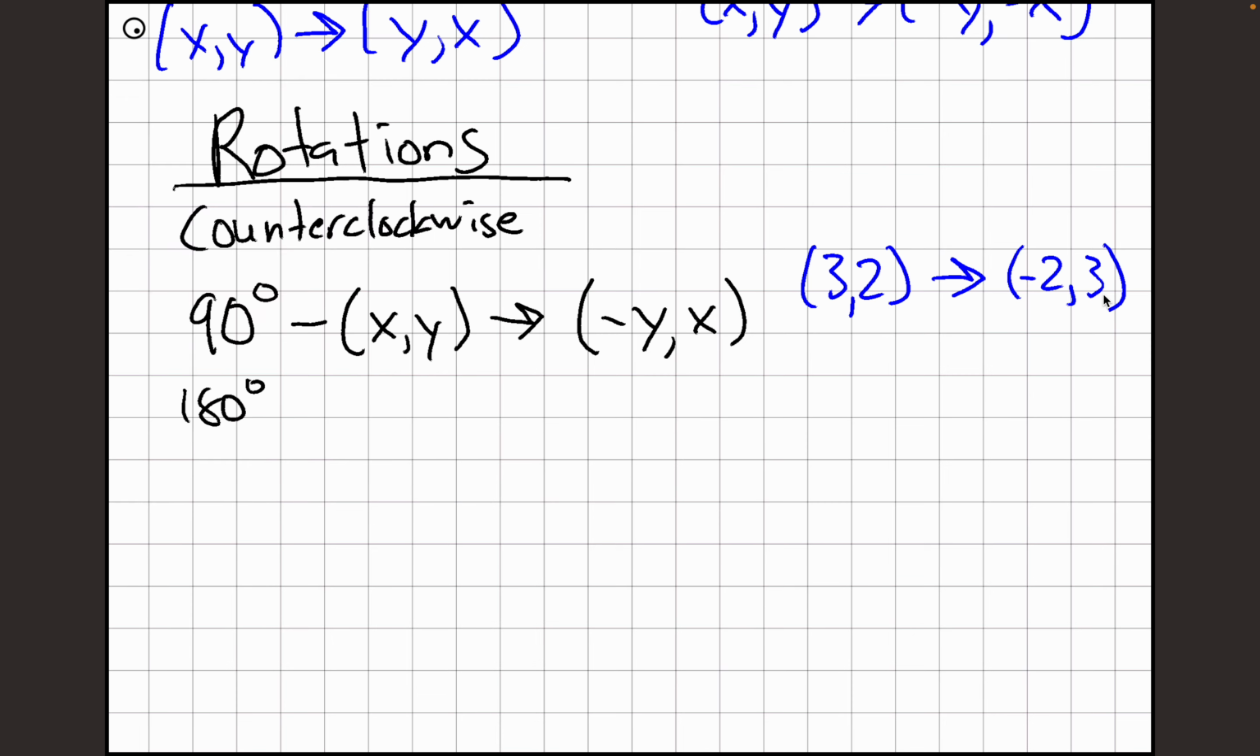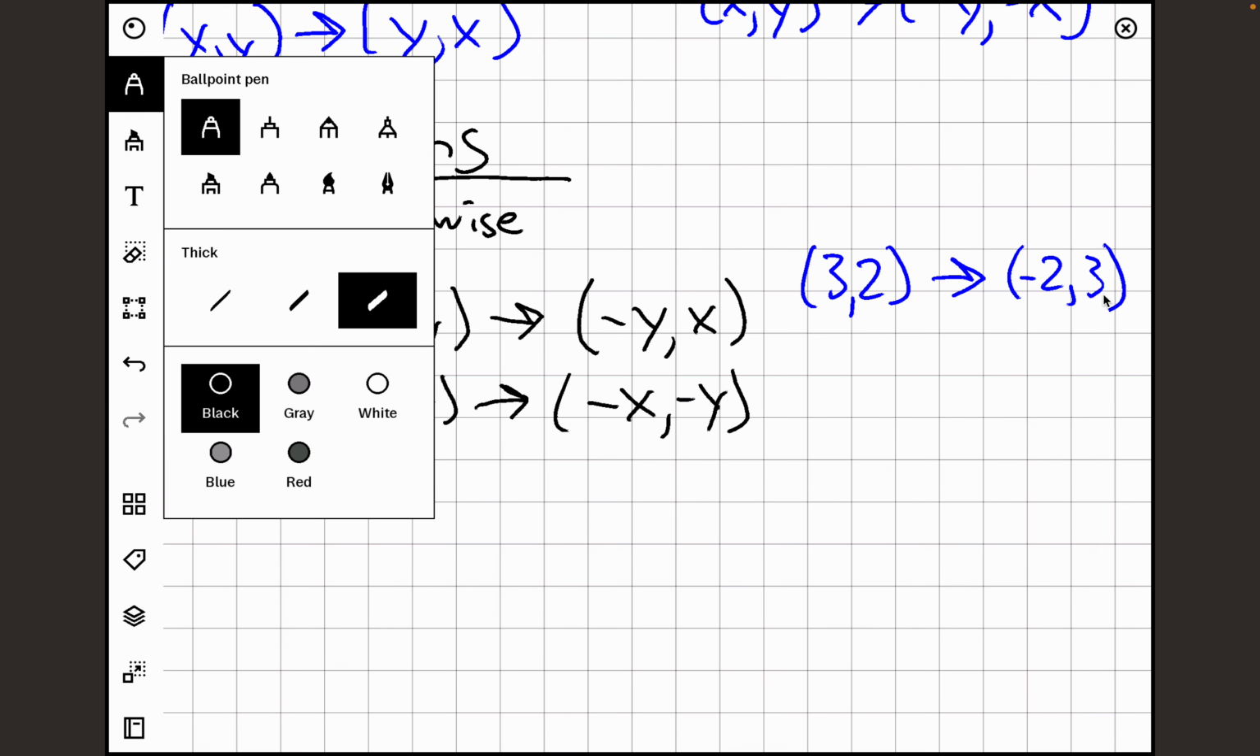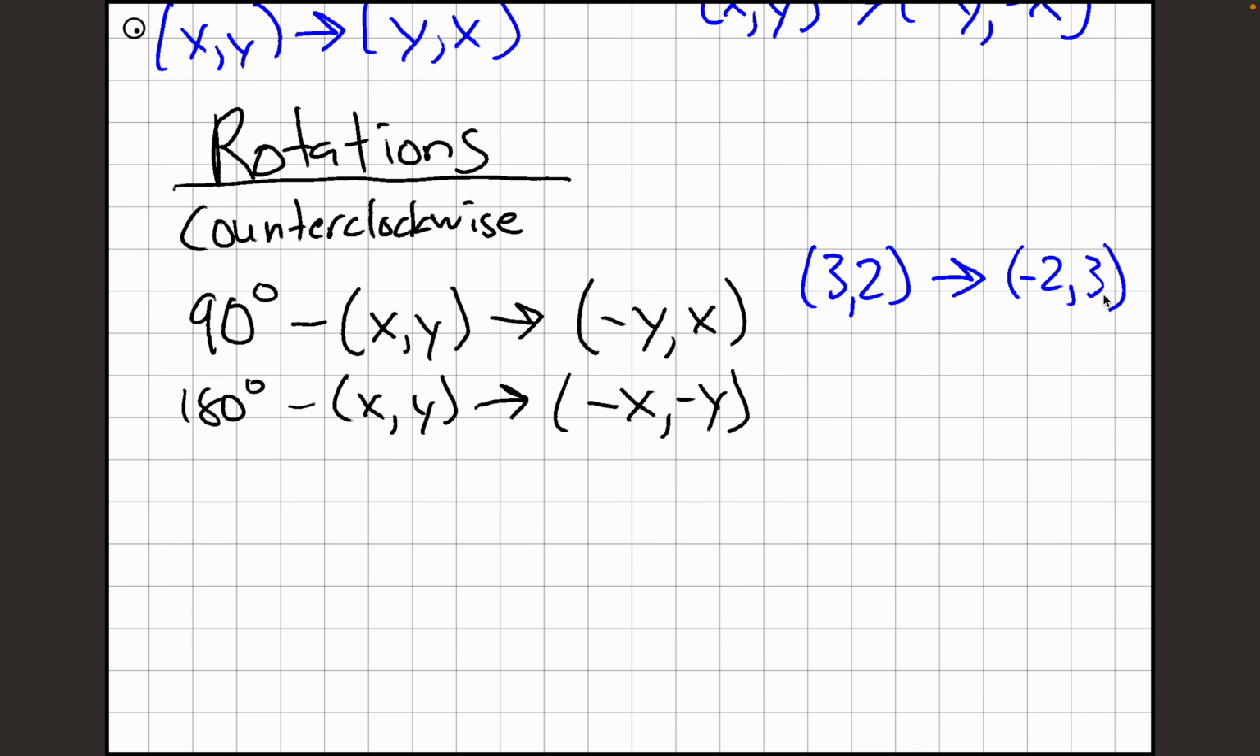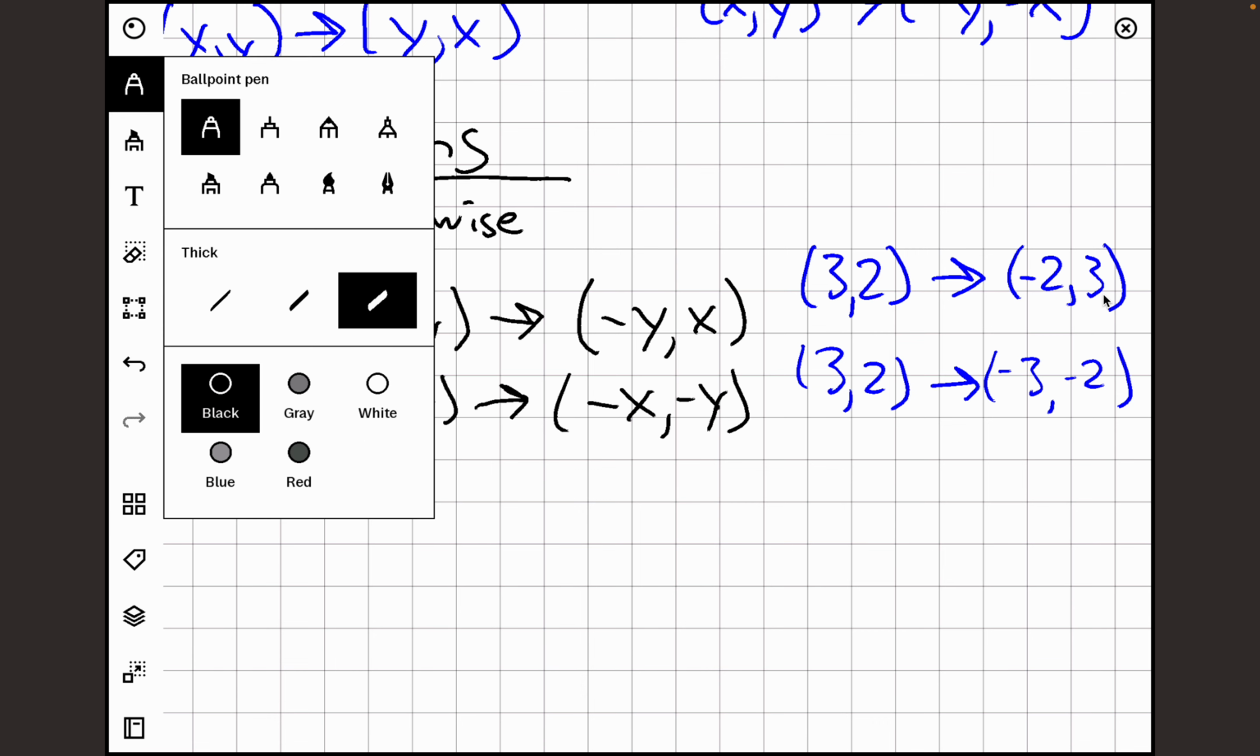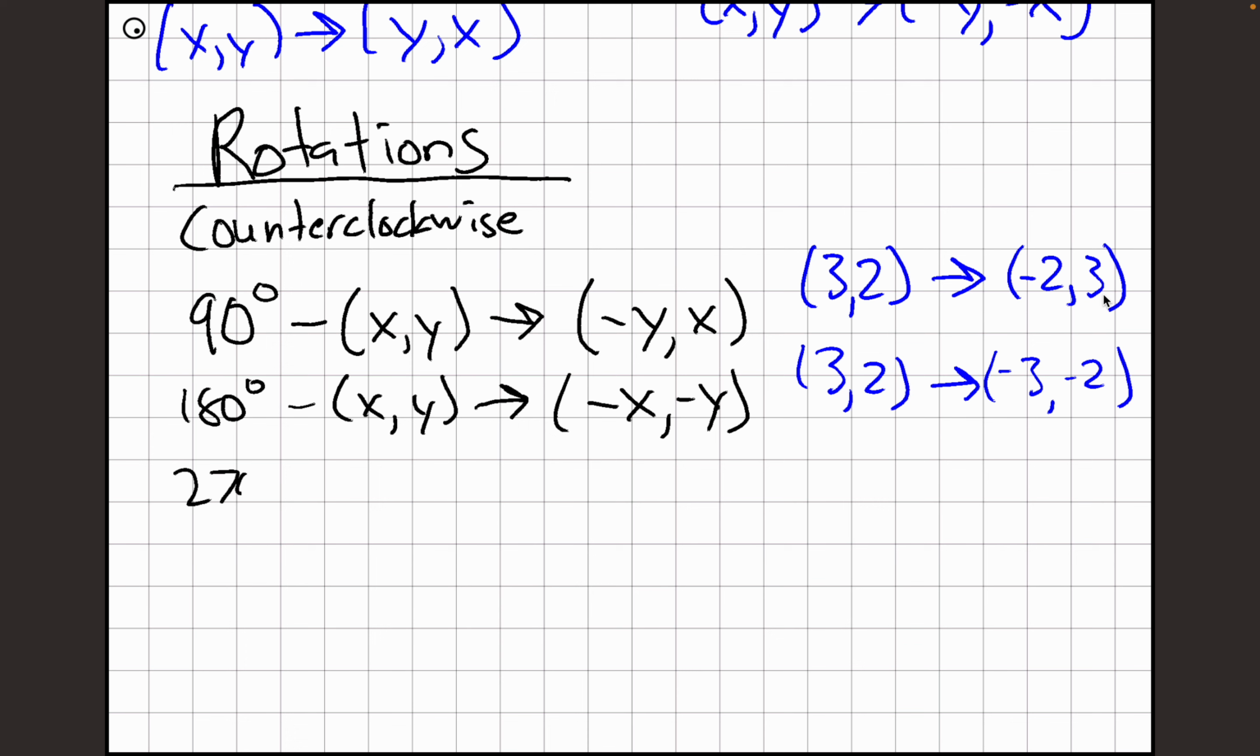180 degrees counterclockwise, or this is also 180 degrees clockwise, it's going to be in the same spot. We have our x, y, and all that changes is it becomes negative x, negative y. So if I have the coordinates 3, 2 again, what happens? Negative 3, negative 2. Perfect. Finally, we have 270 degrees counterclockwise.